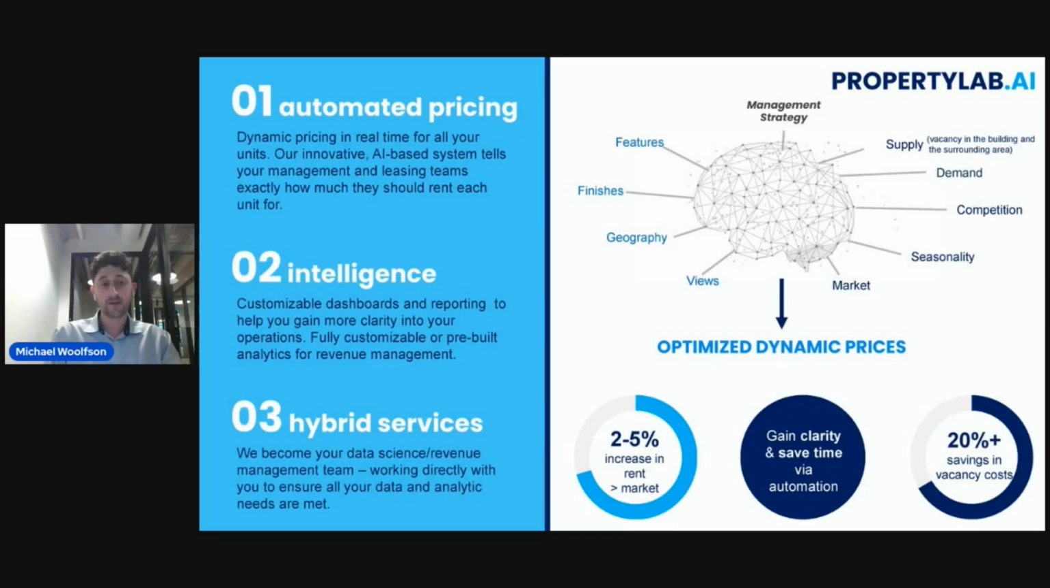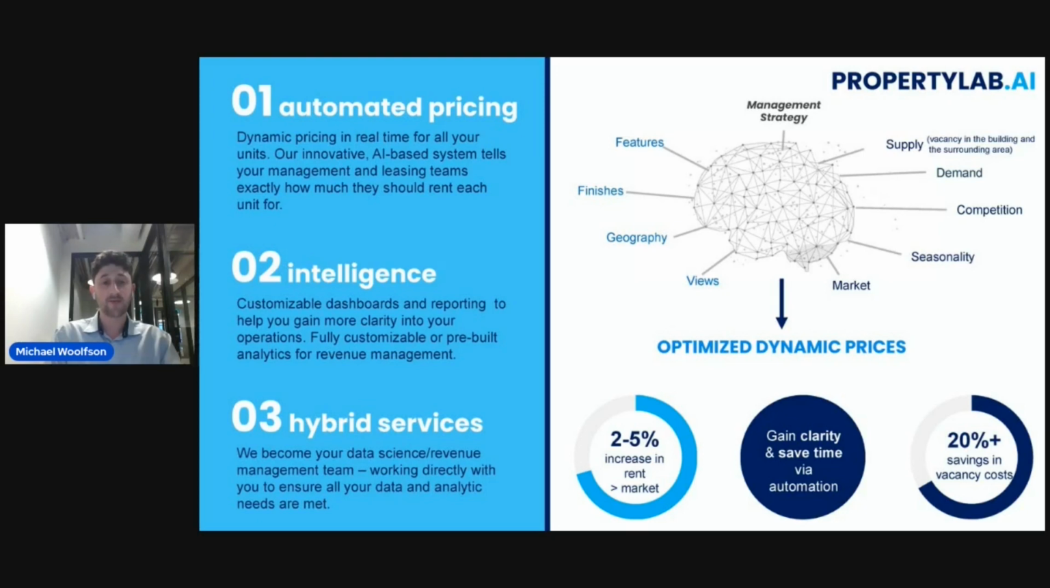So essentially, a revenue management product first provides automated and dynamic pricing for your real estate rental assets. It's trying to find the optimal point between rent revenue and vacancy costs, setting a dynamic price for that point in time. Beyond that, what you get with our product is intelligence: customized and automated dashboards for reporting, so you can sit back, sip on your coffee and understand what's happening across your portfolio. And we provide hybrid services to meet all your needs.